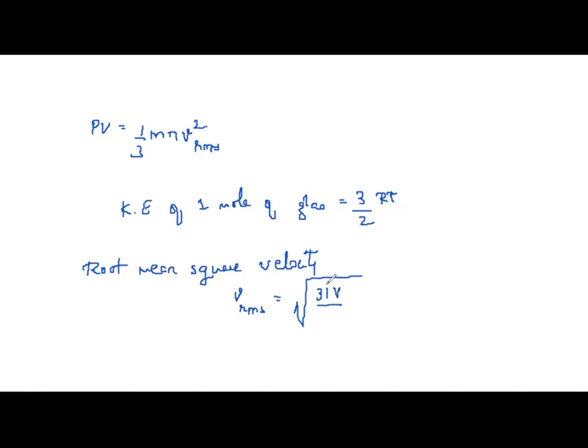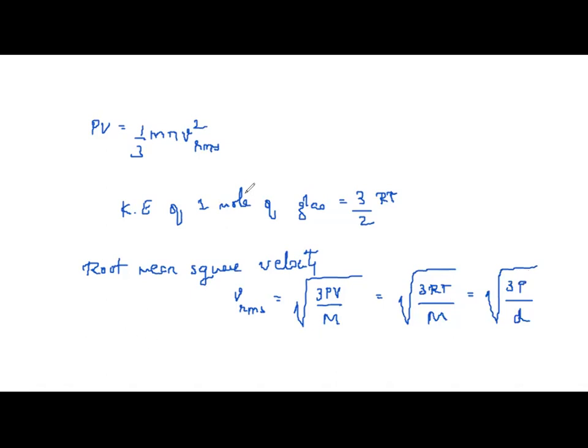You don't need the derivation for all these. We know that PV is equal to RT. Therefore, I can also write the velocity as root of 3RT by M, where M is molecular mass, T is temperature, P is pressure, V is volume. Or it can also be written as root of 3P by D, where D is density.